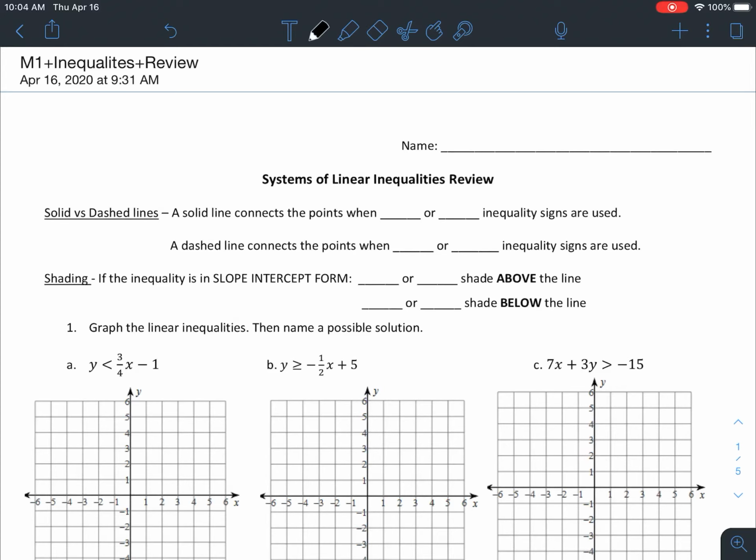Morning, guys. Today we're going to work on our Math 1 Inequalities Review worksheet. We're going to do about a page today, and then we'll do about 2 tomorrow and finish it up on Monday, just because this first part is heavy on the graphs.